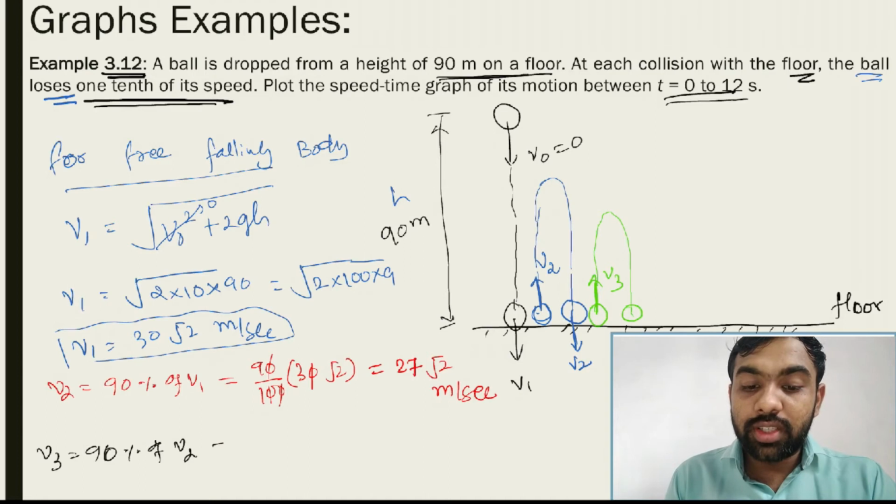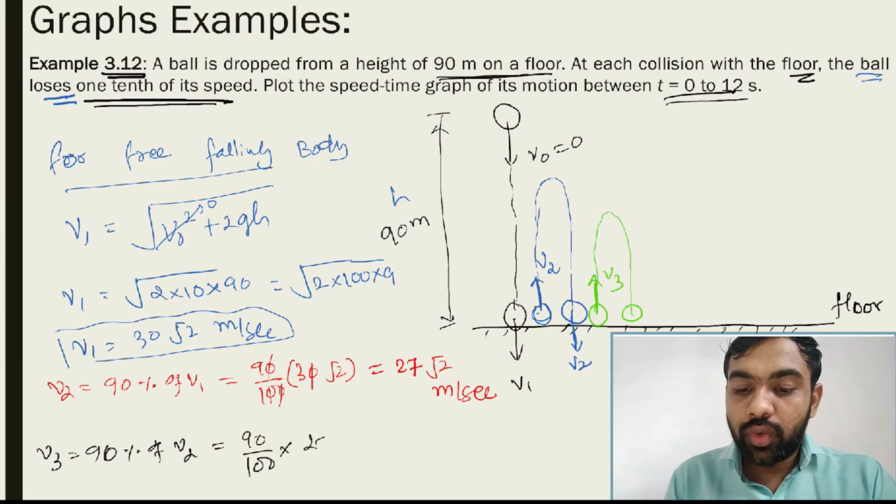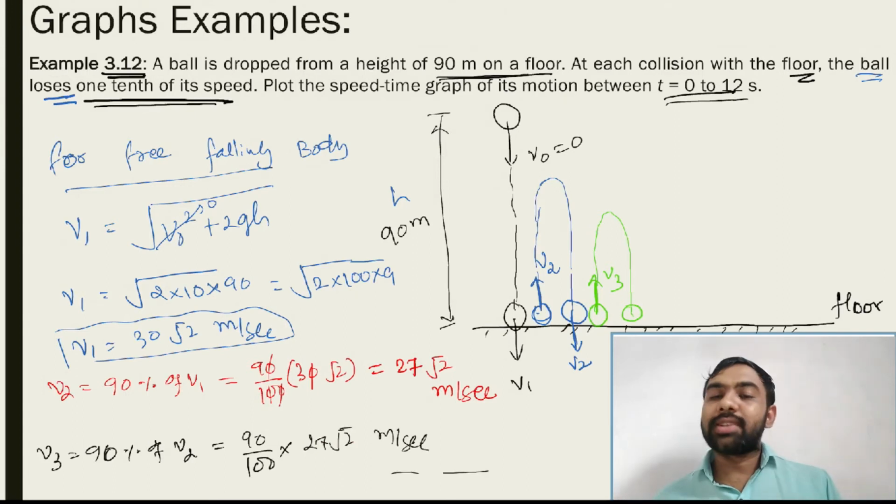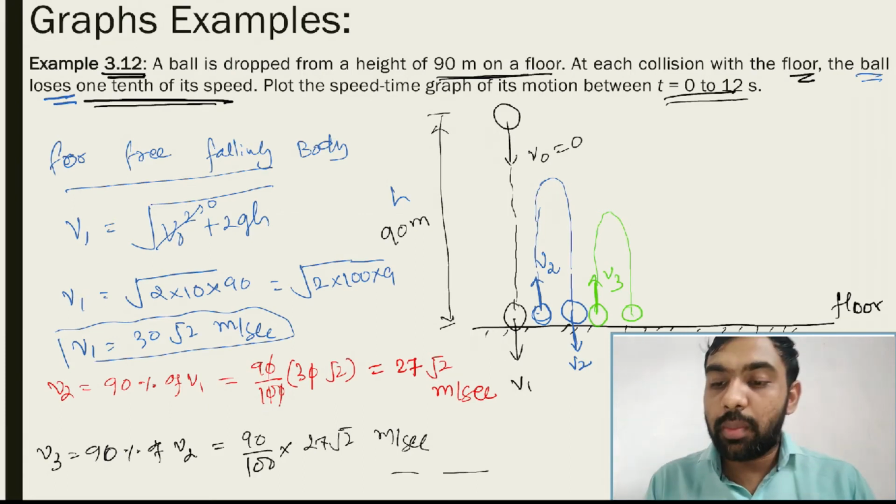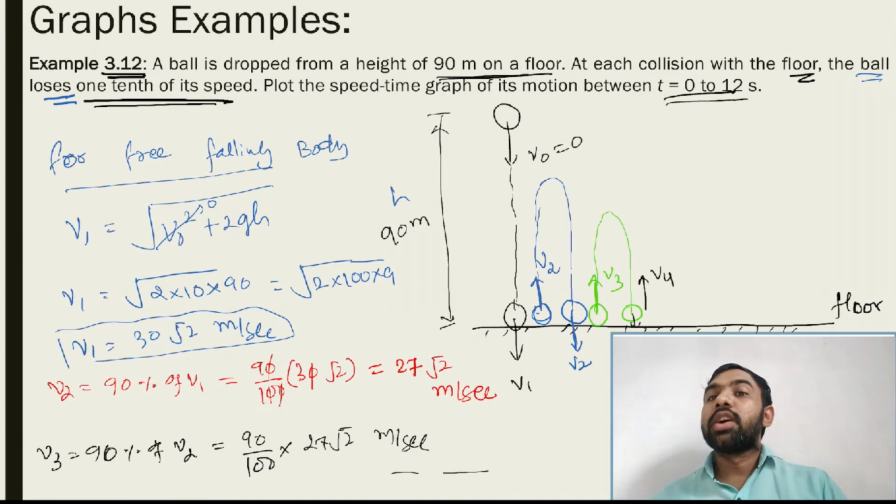So what is the answer? See, what is 90 upon 100 into what is v2 actually? 27 root 2 meter per second and so on. ऐसे आप मतलब आपको ऐसे करना है, ठीक है. सो ऐसे v4 यहाँ से जो वापस जाएगा v3 से आया, ठीक है. सो दैट इज अ v4. सो v4 इज अ 90% ऑफ v3.